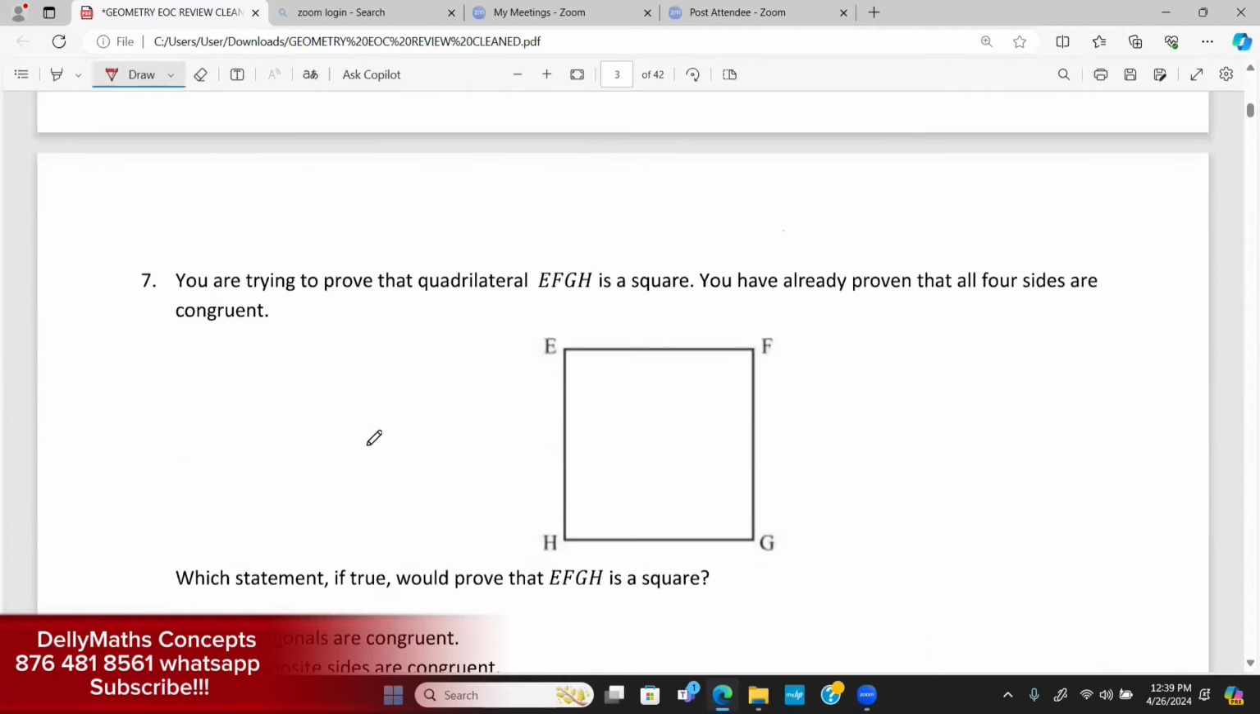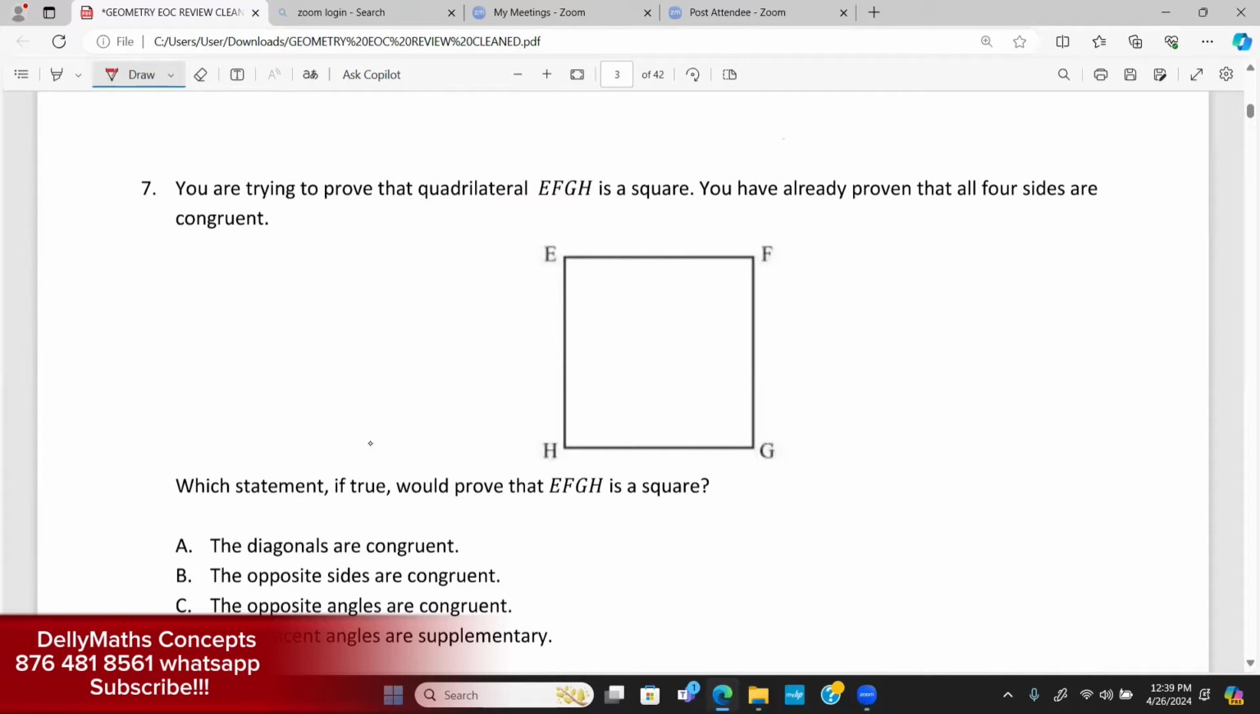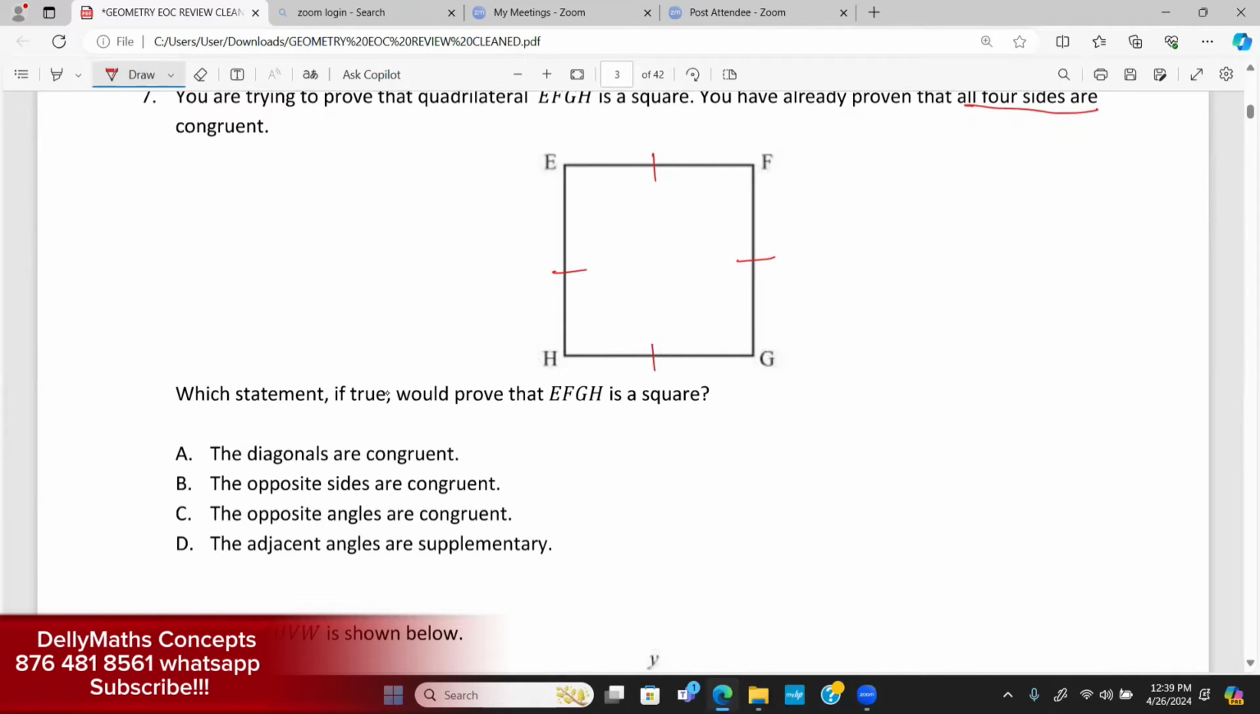All right, let's keep going. Number 7 says you are trying to prove that quadrilateral EFGH is a square. You have already proven that all 4 sides are equal, they're congruent. So we have already proven that this side is equal to that side and this side is equal to that. They're all congruent. All right, no problem. Which statement, if true, would prove it? Now remember, we're going to have to put into action one other property of a square that we know. The property that we're going to focus on is that the diagonals of a square are congruent as well.